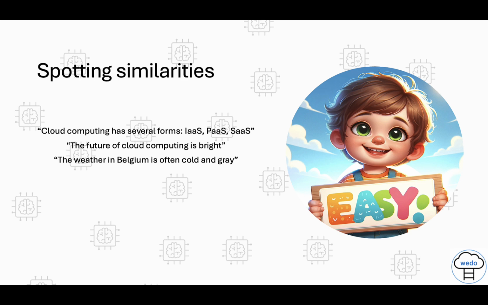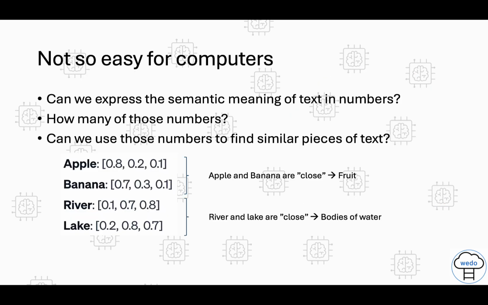That's easy for us, especially when the amount of data is low. But how do we do that with a computer system? How do we find these similarities? For a computer system, it's of course not so easy to spot similar pieces of text or to find related pieces of text. Now, there are several ways on how to find related or similar texts.